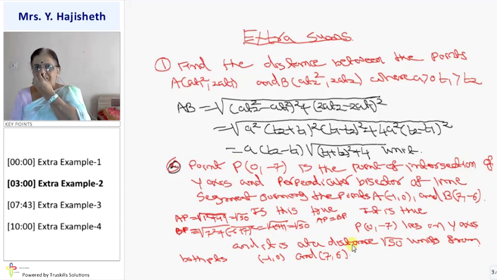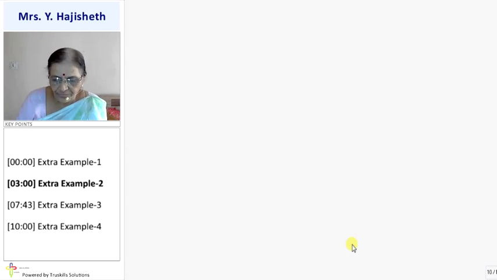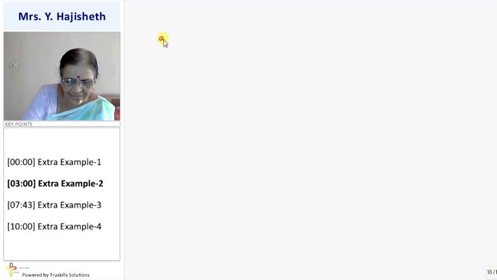Clear? P is a point on the y-axis, so the coordinates of P are 0, -7, that is also true. And AP is equal to BP, that is root 50, root 50. So this statement is 101% true. See, the way of asking is different, right? मगर हम use तो distance formula ही करते हैं ना.